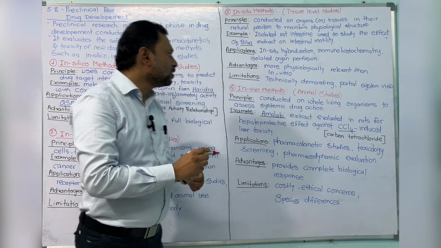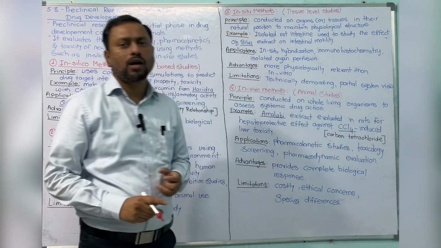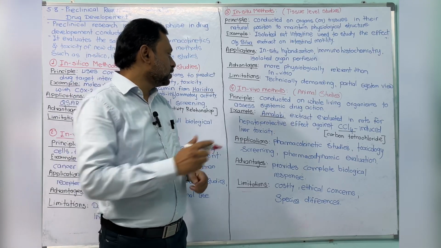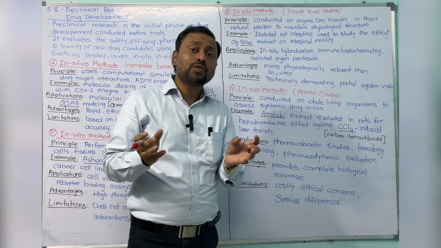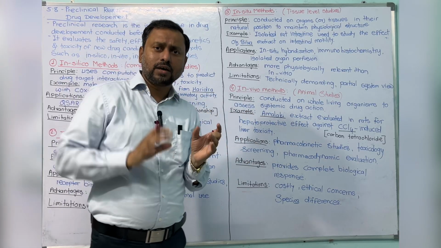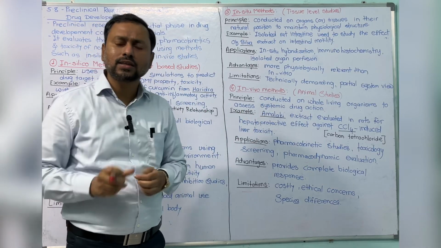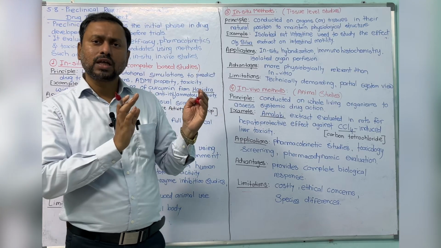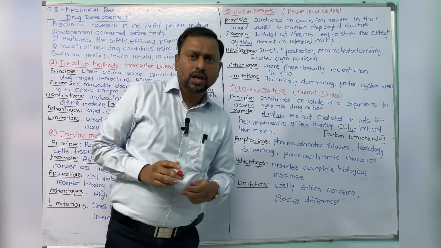and after that we give CCl4, that is carbon tetrachloride. Carbon tetrachloride is a toxic drug; it will produce liver toxicity. If we give carbon tetrachloride as well as amlaki, we analyze whether this drug protects the liver or not. Like this we are doing the experiment. This is one example of in vivo toxicity.